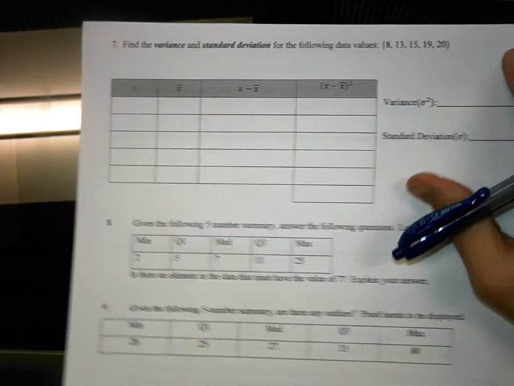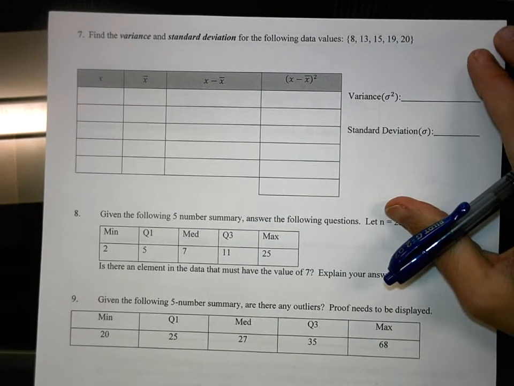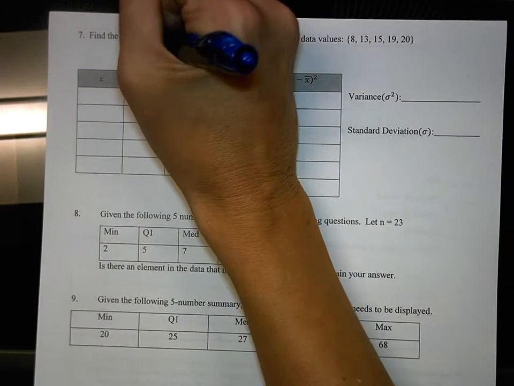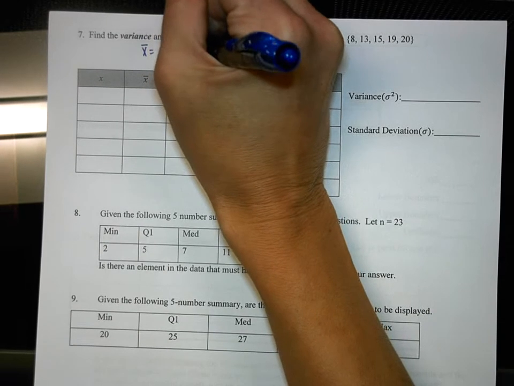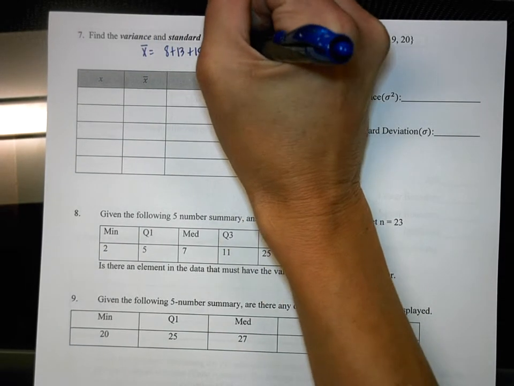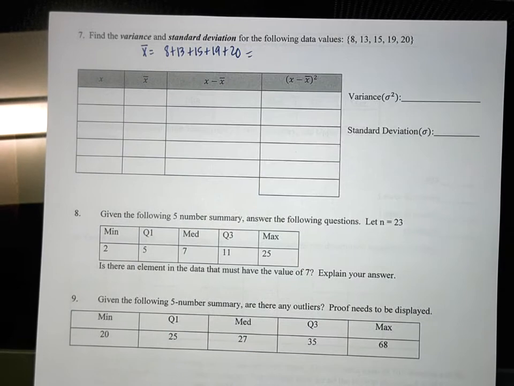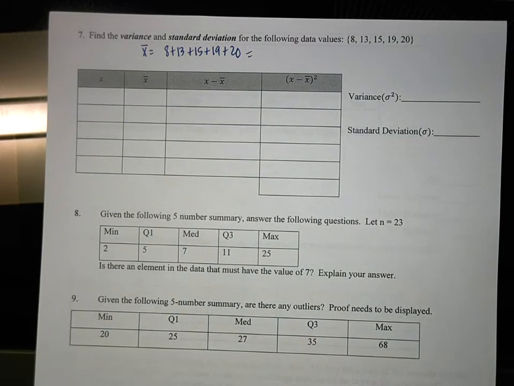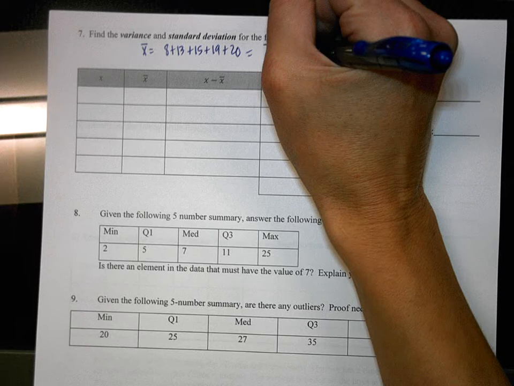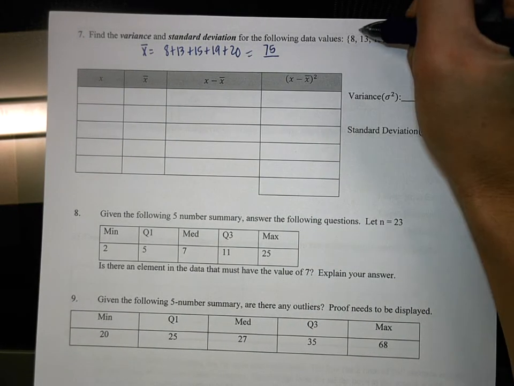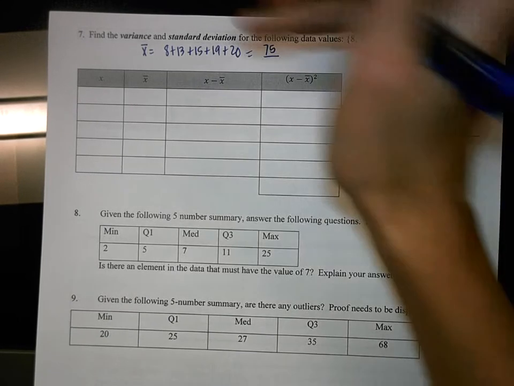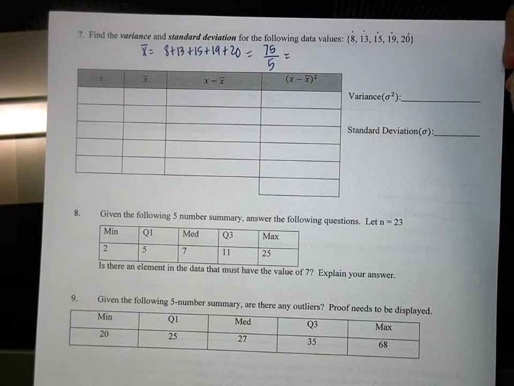Okay, number 7. Number 7 asks us to find the variance and standard deviation for this data. In order to do that, you first are going to find the mean, and when you find the mean, you add up all of these numbers. So we're adding up 8 plus 13 plus 15 plus 19 plus 20. And again, you can use your calculators, and you add all those up together, and you get 75. In order, though, to find the mean, you have to divide by how many pieces of data you have. And if you count here, we have 1, 2, 3, 4, 5. 5 pieces of data. And 75 divided by 5 is 15.